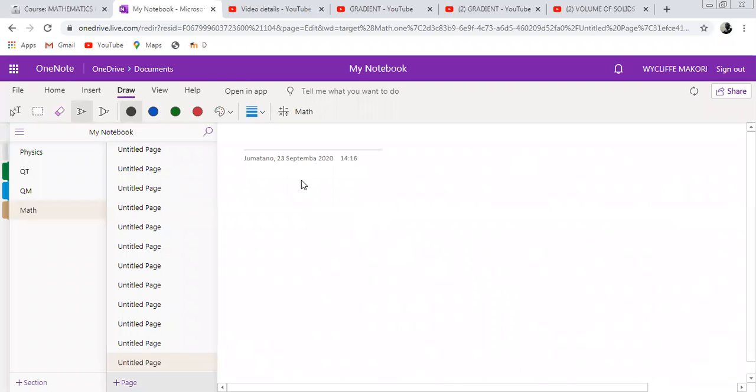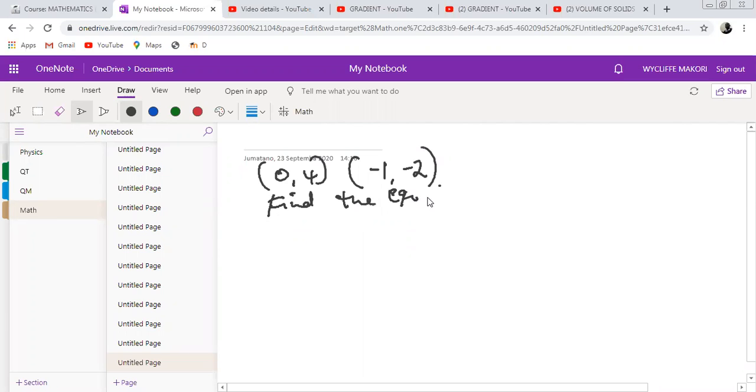You are told that a straight line passes through the point 0, 4, and then another point. It's actually negative 1, negative 2. It also passes through the point negative 1, negative 2, like that. You are told find the equation.